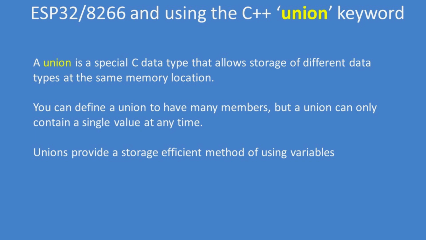You can define a union to have as many members as you like, but a union can only contain a single value at any one time, and I'll show that in a moment. So unions provide a storage efficient method of using your variables. It takes its name from the mathematical term of sets and unions and A intersection B intersection C, etc.